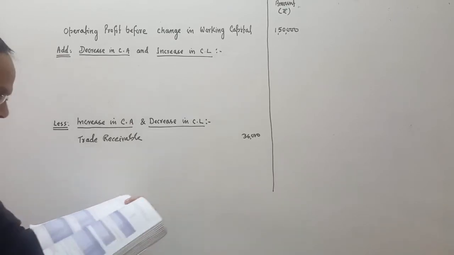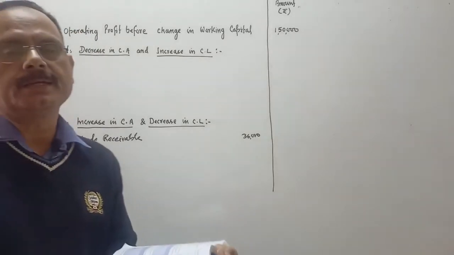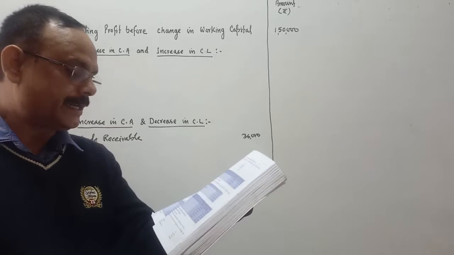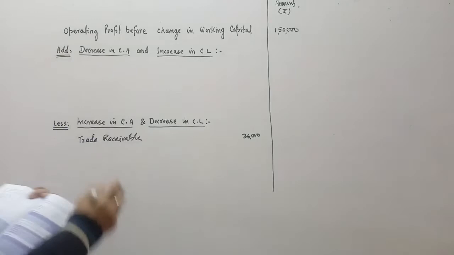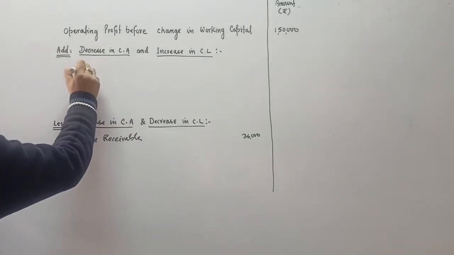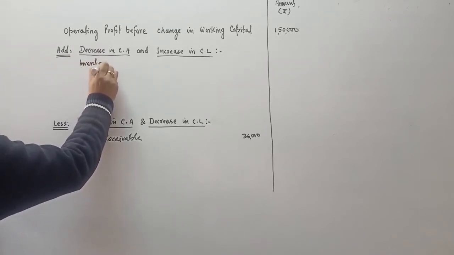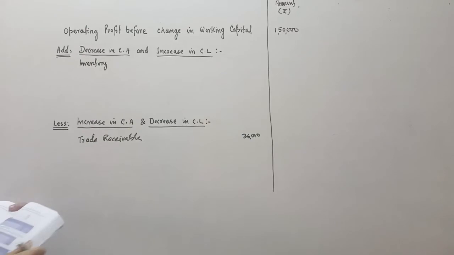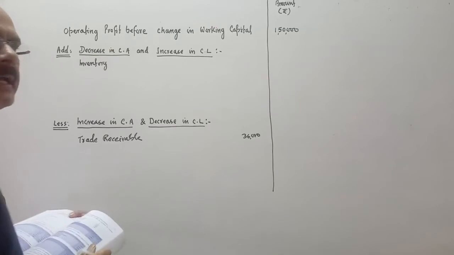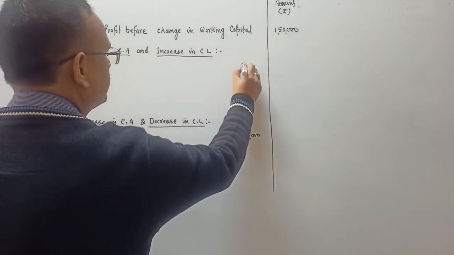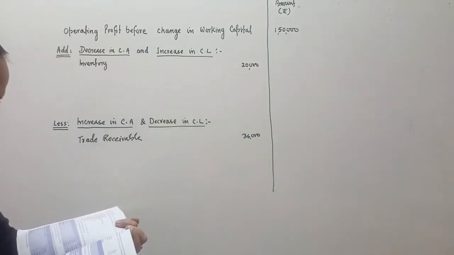Next is inventory. Last year inventory, which means stock, was 2 lakhs, and this year in 2018 it is 1,80,000. So it is decreased by 20,000. A decrease in current assets, we add it. So inventory we will add. Why are we going to add? Because it's a decrease in current assets as compared to the last year. Last year it was 2 lakhs, now this year it is 1 lakh 80, so it is decreased by 20,000.